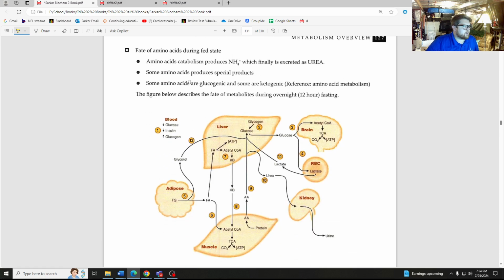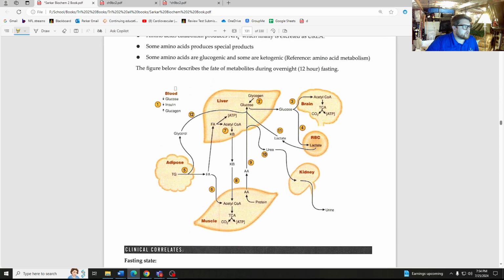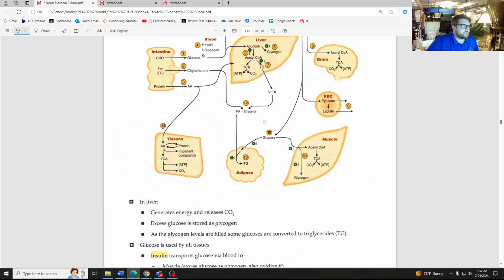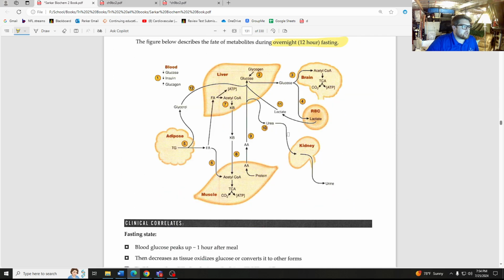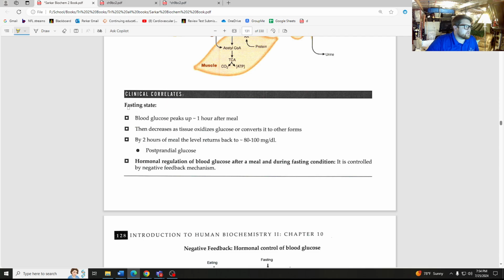And then here's another really good picture showing us the glucose and insulin and glucagon when glucose goes low. This is during our fasting. So we have our well-fed picture and we have our fasting picture. So there's the fasting state.